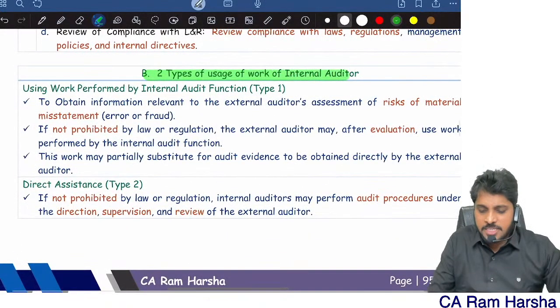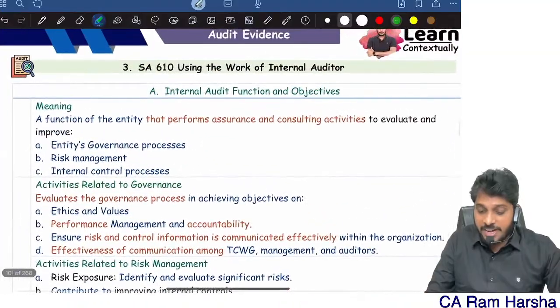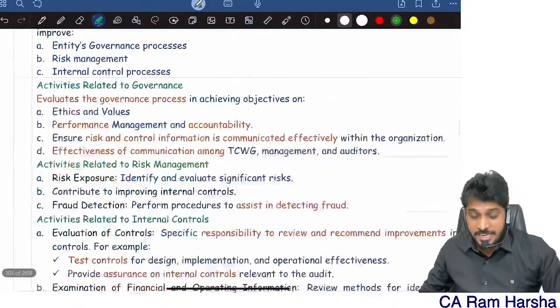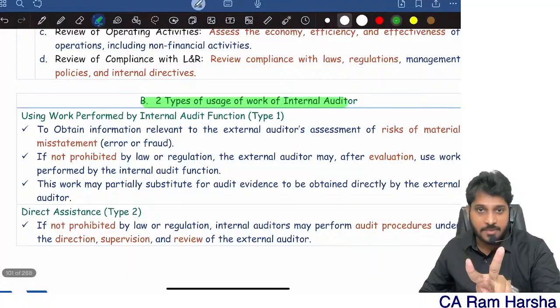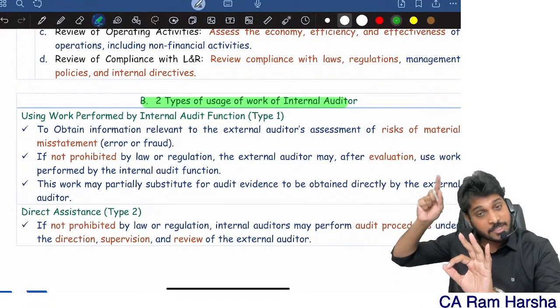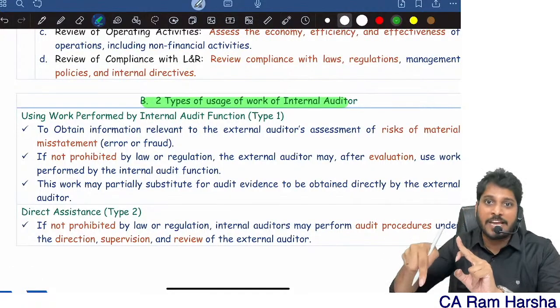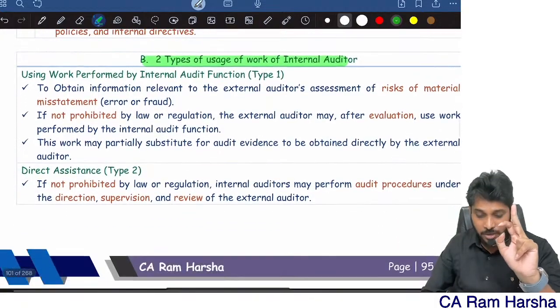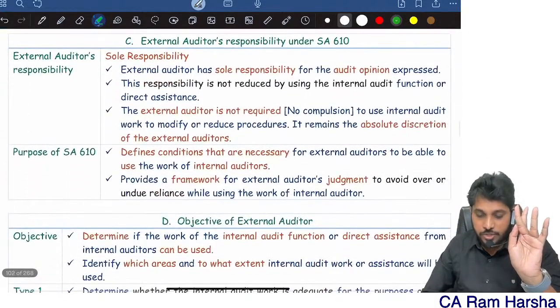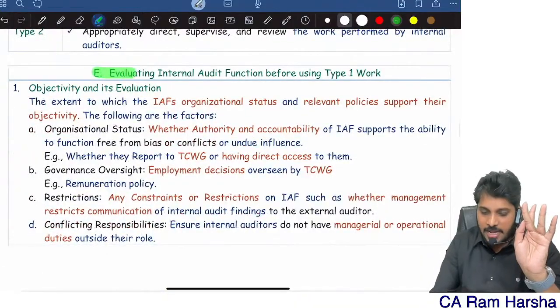Now SA 610, I will just give you a brief idea. SA 610, using the work of internal auditor. You can use the work of the internal auditor in two ways. Type 1, using the work which is performed by them. Type 2, using them directly. That's called direct assistance.